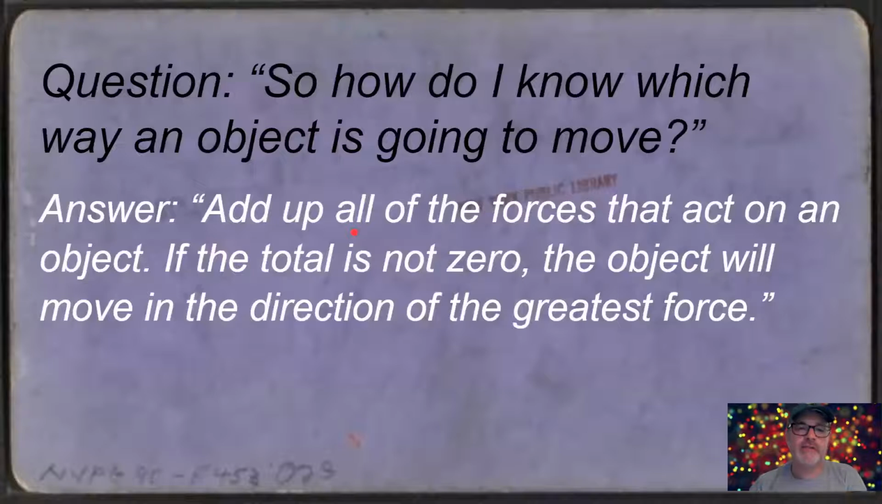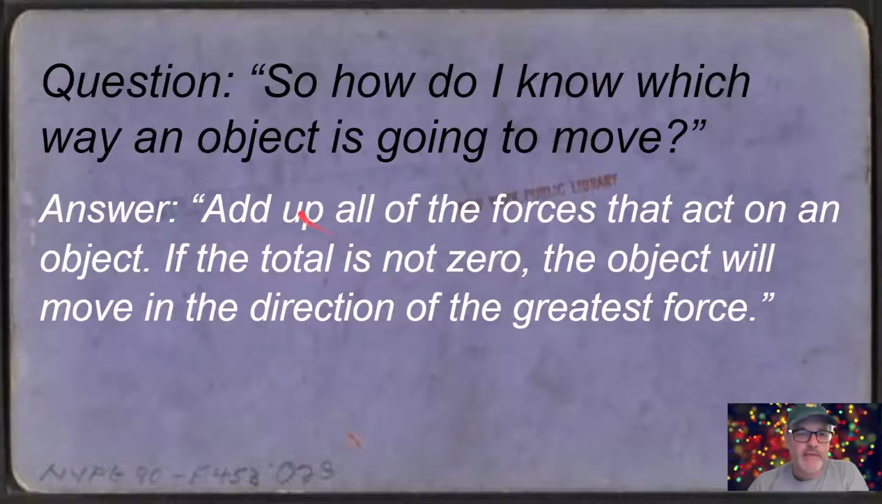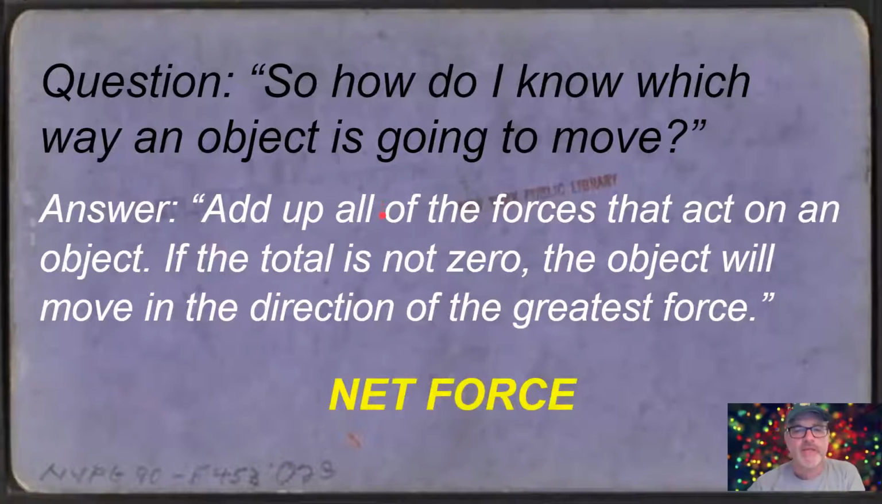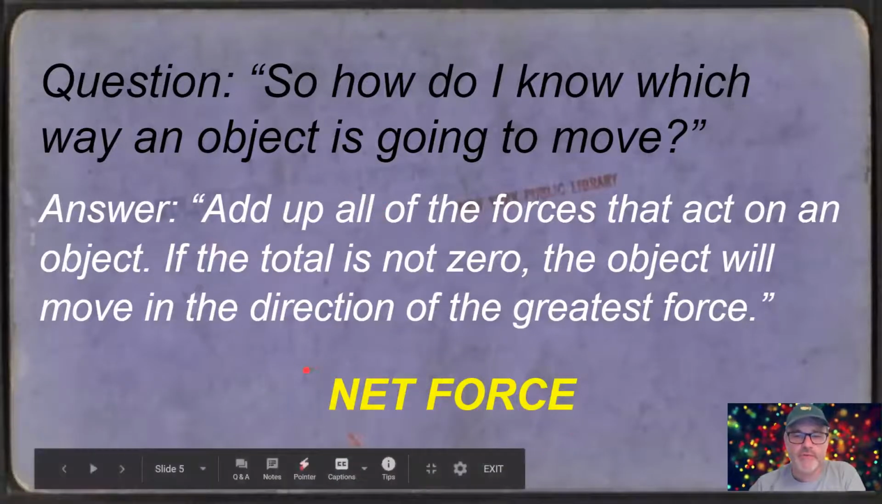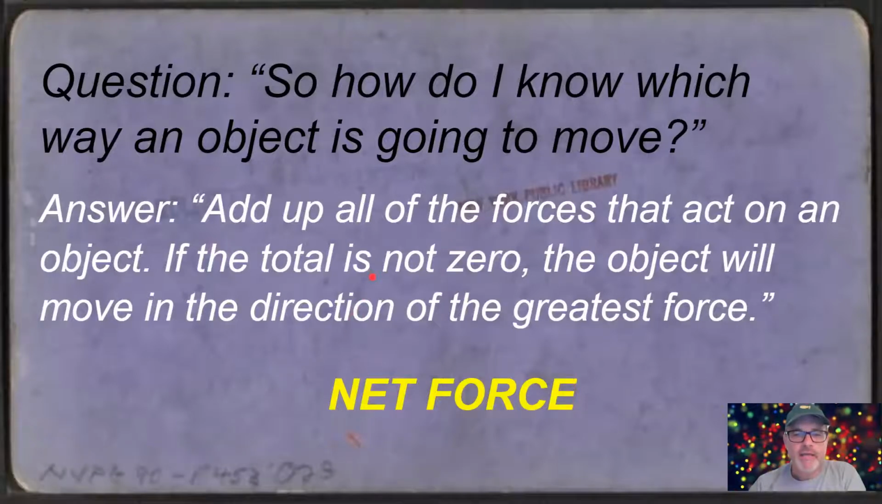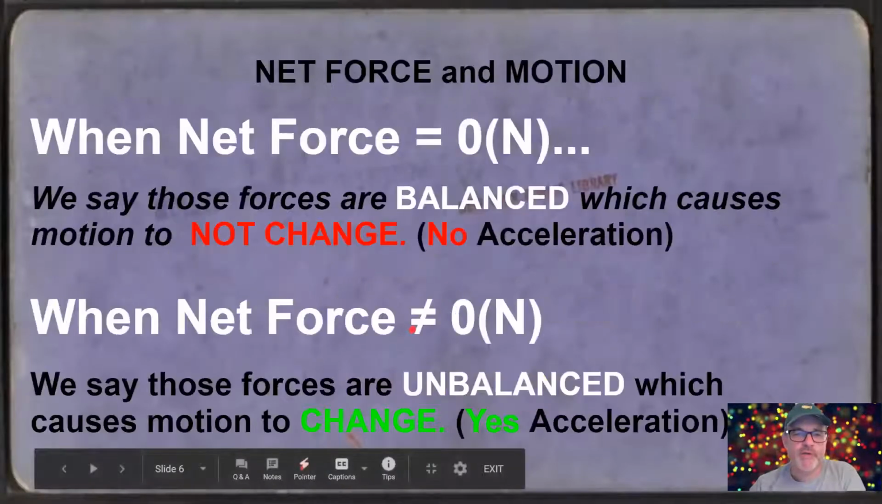All right, so the question is, if there are all those forces acting on an object, how do I know which way an object is going to move? The answer is that if you add up all of the forces that act on an object and the total is not zero, the object will move in the direction of the greatest force. That's where this idea of unbalanced and balanced forces comes in. When you add up all the forces, the total that you get is called the net force, and that net force will determine which way the object moves.